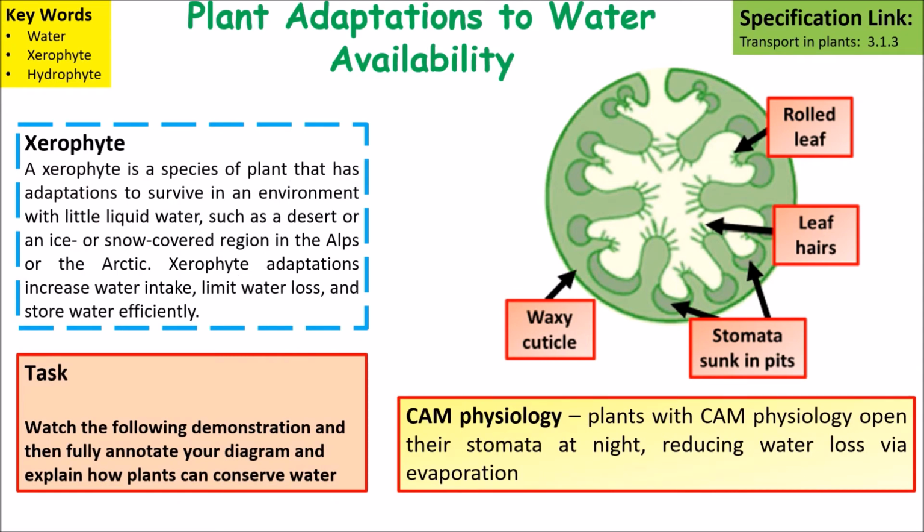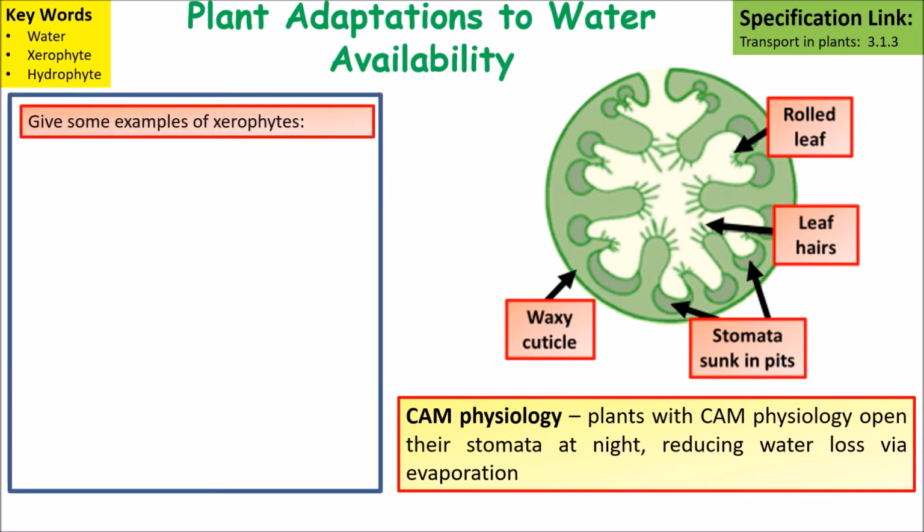And they can have a CAM physiology. Plants with a CAM physiology open their stomata at night, reducing water loss via evaporation. So we're looking to give some examples of xerophytes. You're looking at conifers, some sorts of grasses, and cacti.